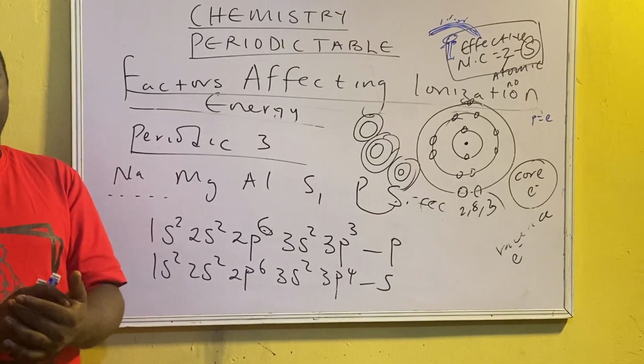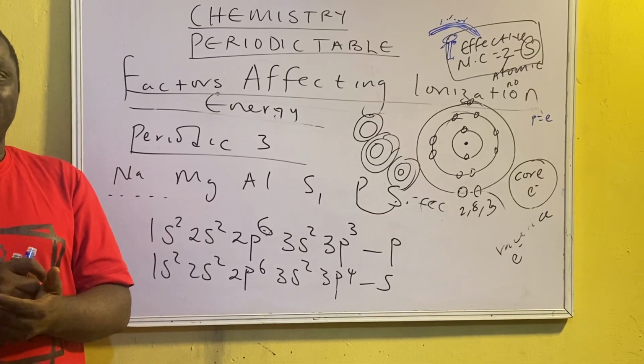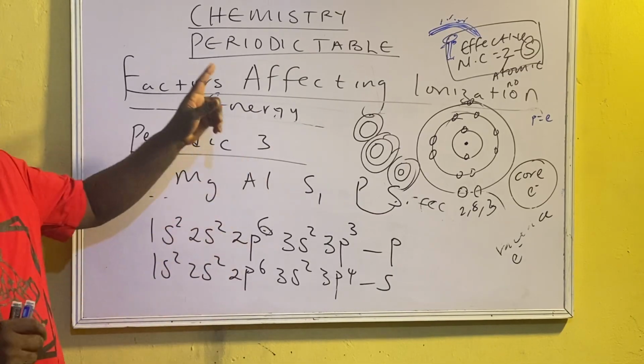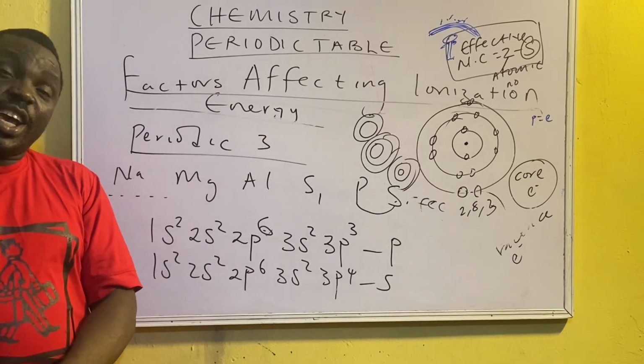You can try the last one, type of orbital, and let me see how that affects ionization energy.